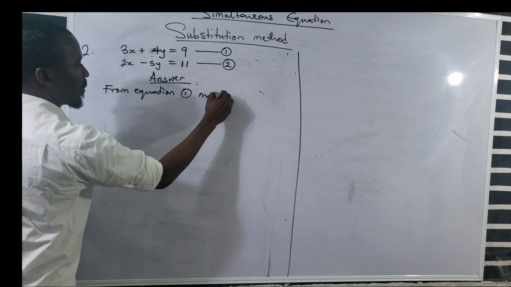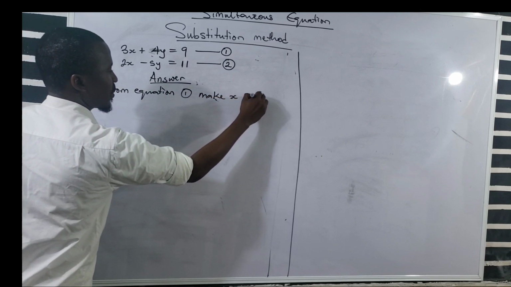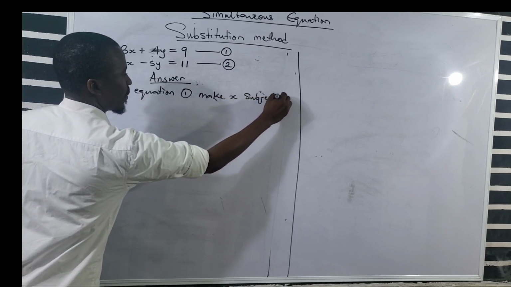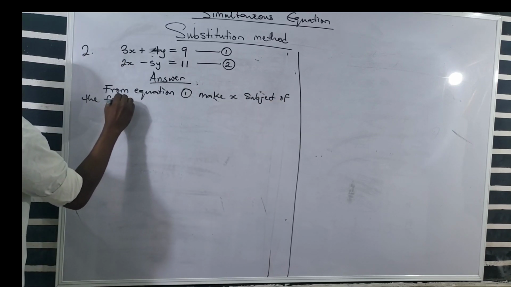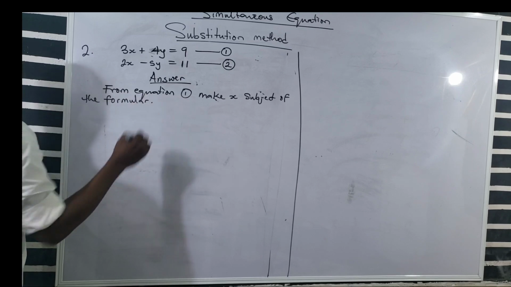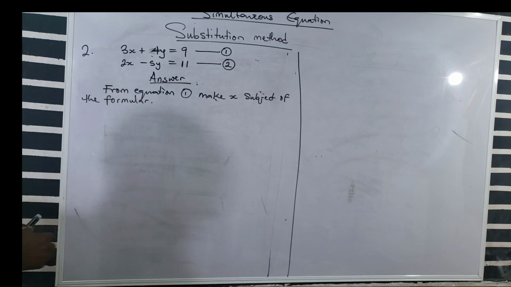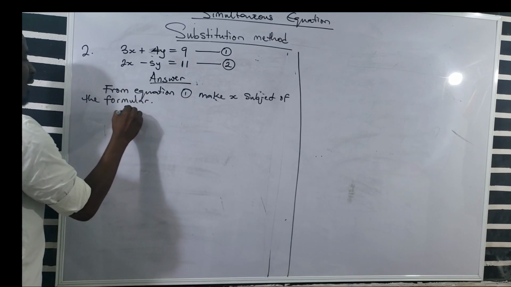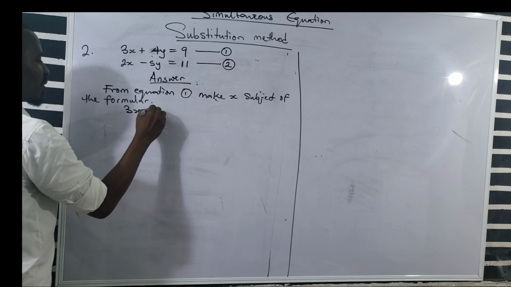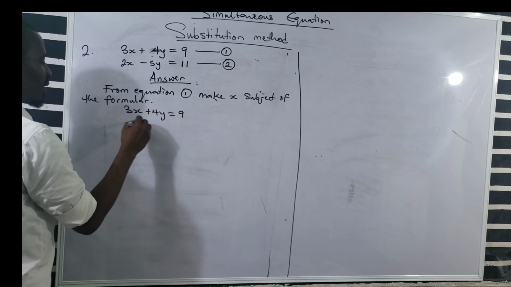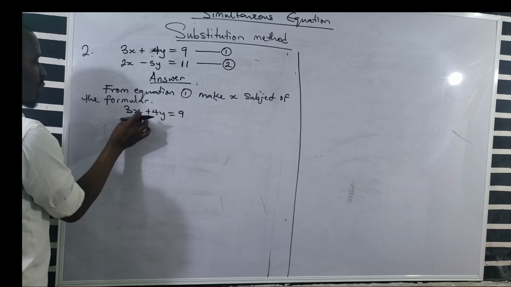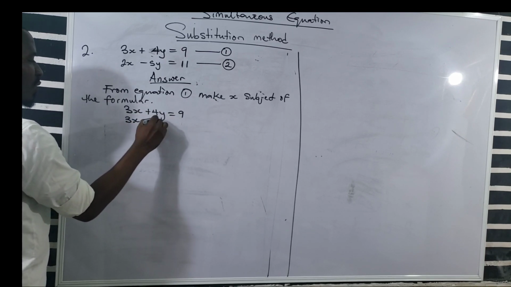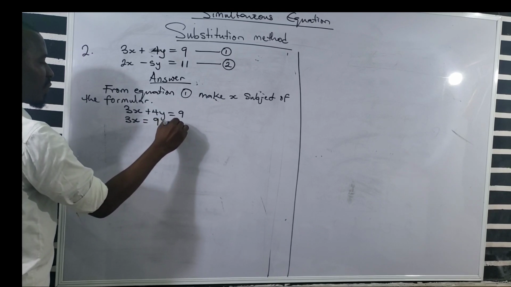Make x subject of the formula. So that will give you 3x plus 4y equals 9. 3x equals, when 4y crosses over, we are trying to make x subject of the formula, so I have 9 minus 4y.